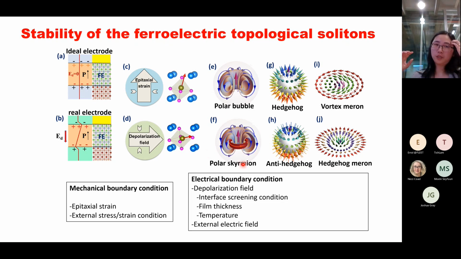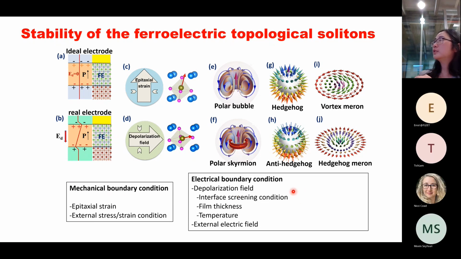So this is kind of the stable condition of these topological configurations with curling polarization. That means there are two very important boundary conditions, the mechanical and the electrical boundary conditions. For mechanical boundary conditions, it can be tuned through the epitaxial strain, and also the external stress applied by the probe and bending can change this boundary condition.